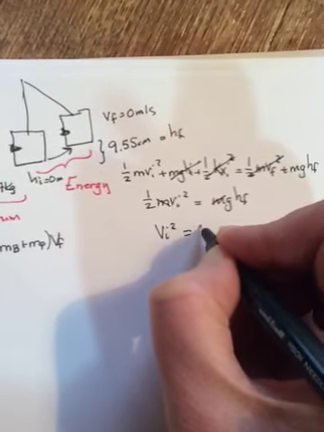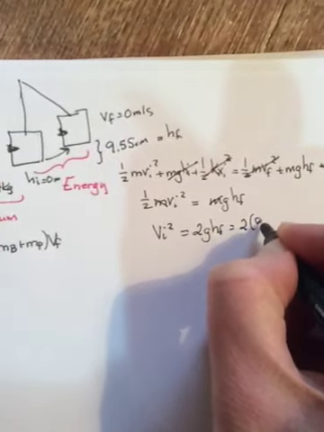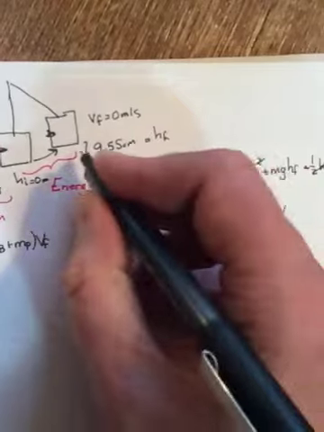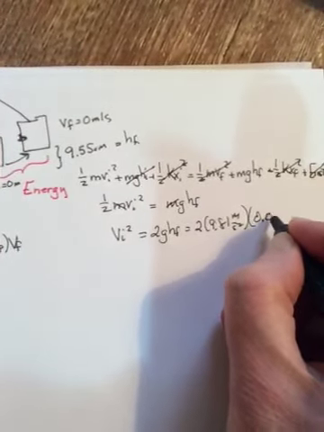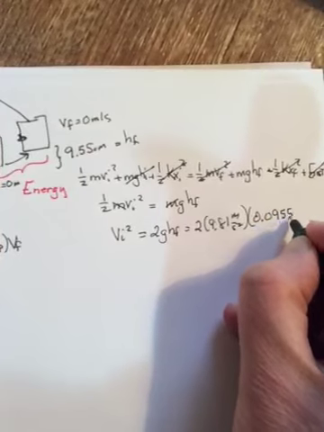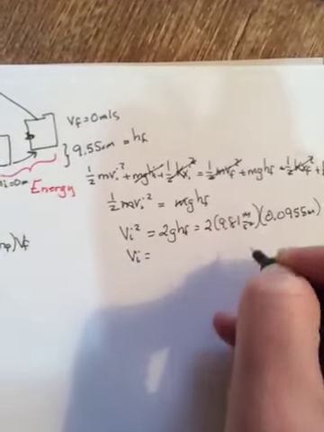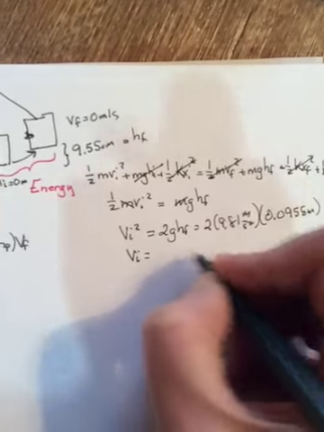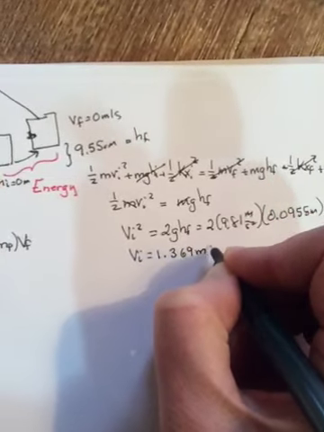Vi squared is equal to 2ghf. 2 times 9.81 meters per second squared, and 9.55 centimeters, you have to change to meters. So 0.955 meters. And remember, that's Vi squared. So after you multiply, don't forget to take the square root. And when you do, you get 1.369 meters per second.